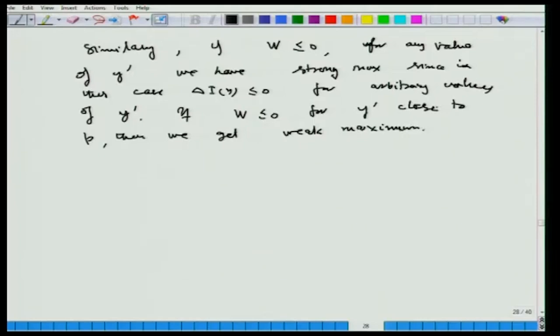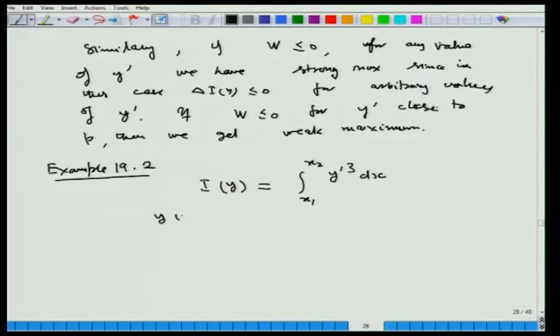So, that is what we had considered last time through various examples. And so, here we have to just check whether this w is positive or negative in the neighborhood of our extremal which we want to test. So, we will consider some examples here. Let us call this 19.2: I(y) equal to the integral from x1 to x2 of y prime cube dx. Here y of x1 equal to 0, y of x2 equal to y2. We assume that this y2 is greater than 0 and x1 is less than x2.